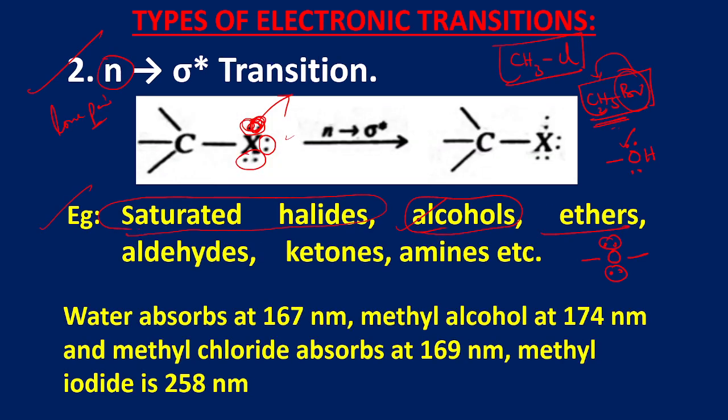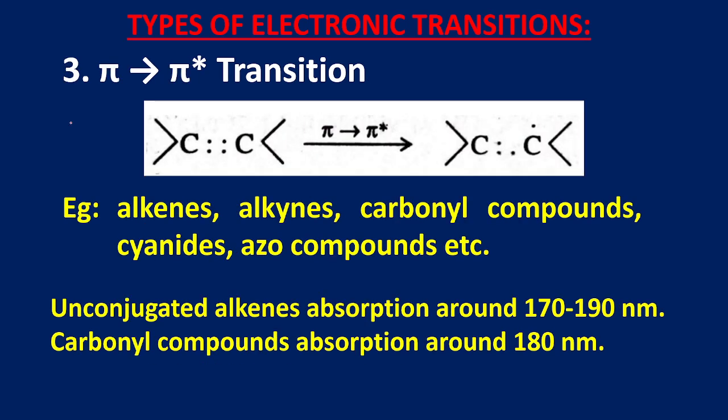But n to sigma star, n means lone pairs, sigma star means single bond. So lone pair to single bond. If any organic molecule has a lone pair as well as single bonds, in such molecules n to sigma star transitions are possible. If you take aldehydes, ketones, amines, etc. And if you observe pi to pi star, pi means pi bond, the molecule must contain a pi bond, otherwise this type of transition is not possible.